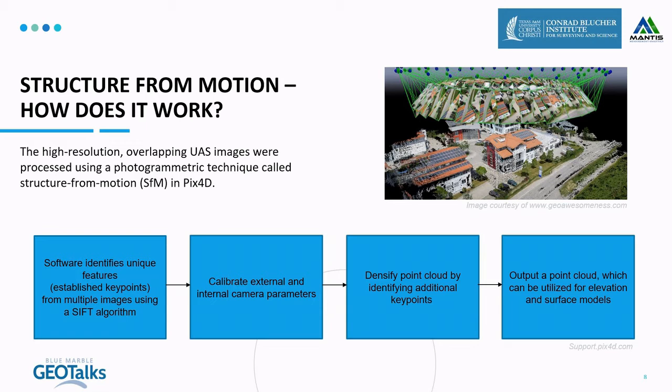And then from that, it can calibrate external and internal camera parameters. And once it's done that, it can then densify the point cloud. That's the important step there, is it can identify many more additional key points. And ultimately, that's what allows for the dense output point cloud to be generated. And then from that point cloud, we can later generate an elevation model. So those steps were taken in Pix4D. That's the process it uses to generate those point clouds from overlapping images.